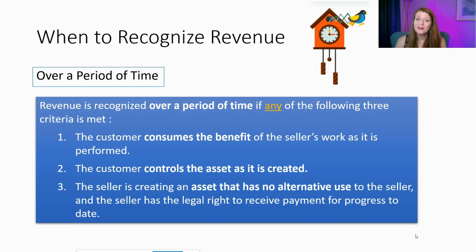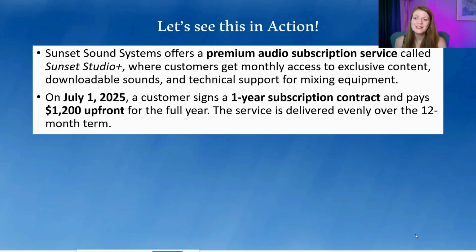So the buyer has to pay you whether they want to or not at the end of it. They have the legal right to have to pay you because it is specially made, and you wouldn't be able to sell a table seating 17 people with your family's names on it to anyone else. So let's look at Sunset Sound Systems again.